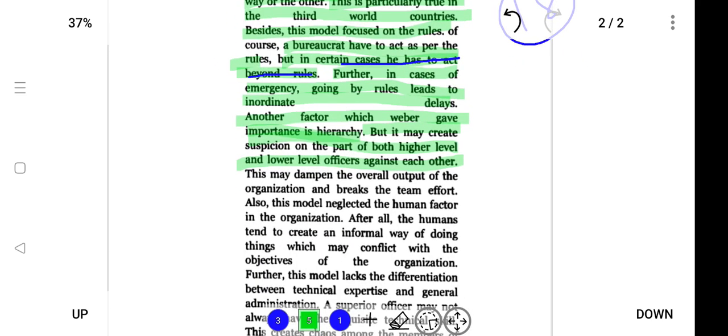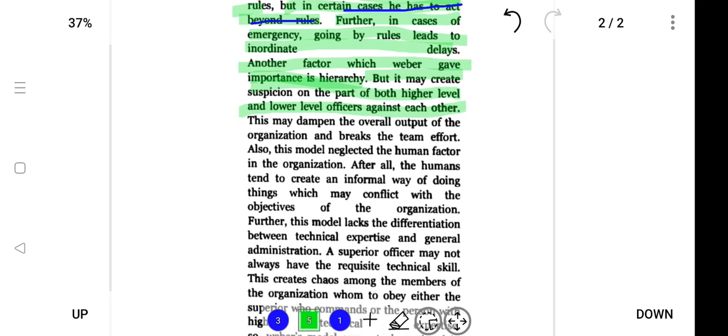Next, this may also dampen the overall output of the organization and break the team effort. Also, this Weber model neglected the human factor in the organization. After all, humans tend to create an informal way of doing things which may conflict with the objectives of the organization. All humans are not the same.